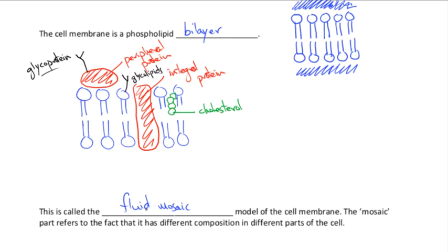The mosaic part refers to the fact that it's got all these different constituents and will have different composition in different parts of the cell. You'll see different proteins in different parts of the cell, etc. It's also known as the Singer-Nicolson model of the cell membrane after the two people who first developed it. Okay, so that's an introduction to membrane structure.